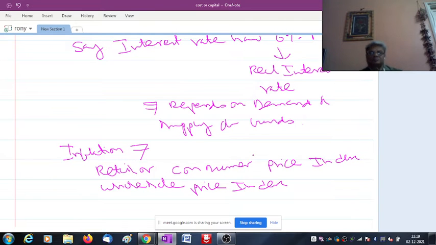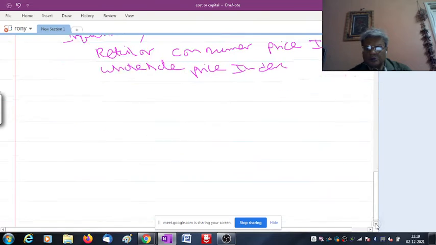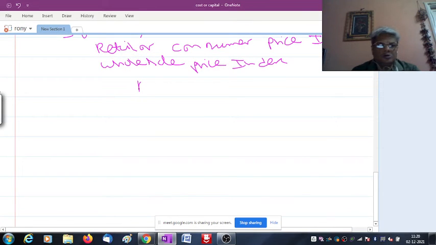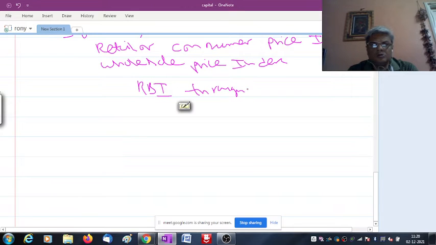So basically, the cost controller of that particular company? No, no. RBI, Reserve Bank of India. Yes, Reserve Bank of India, through monetary policy.